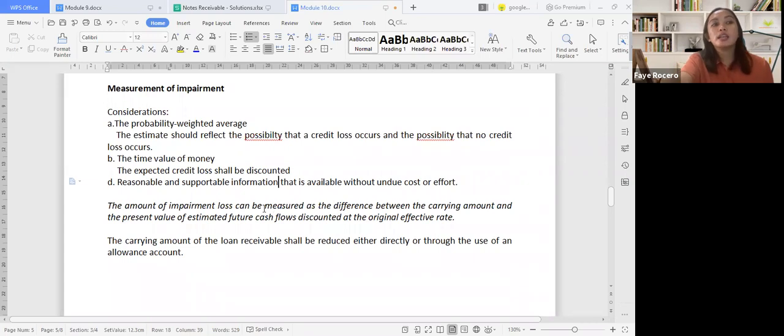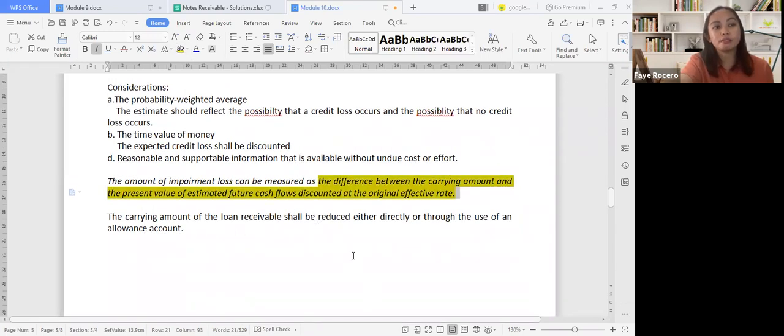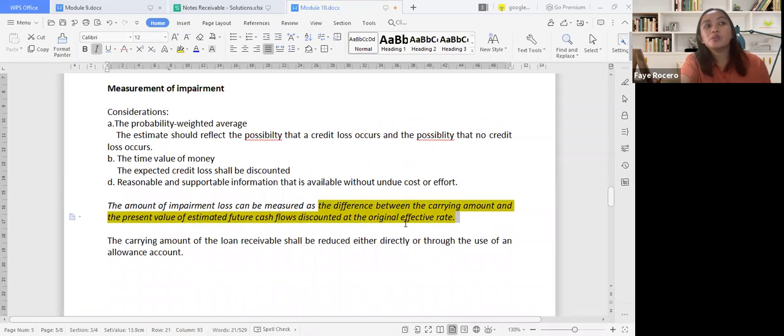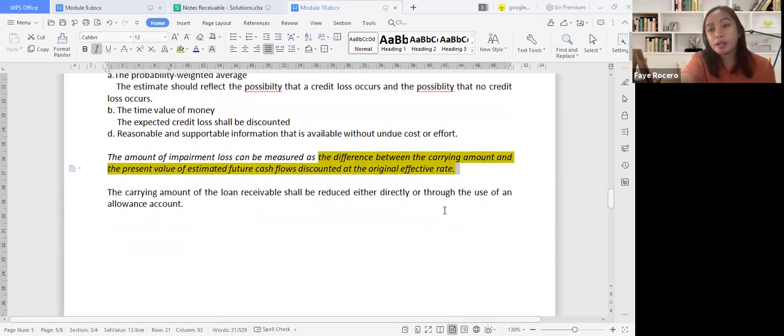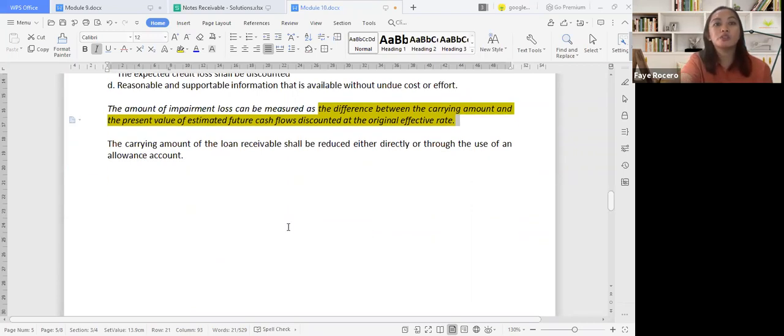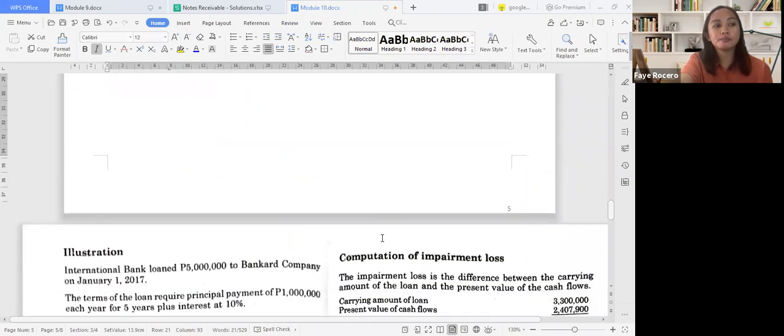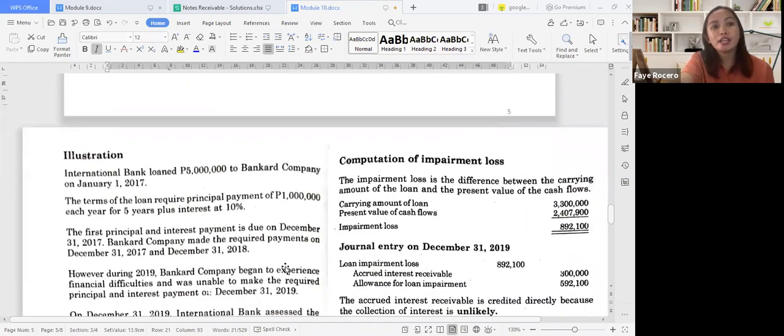So how do we measure the impairment loss? Of course, it is the difference between the carrying amount and the present value of future cash flows discounted at the original effective rate. We debit impairment loss account, and then allowance for impairment is the credit. Or pwede namang direct na babawasan mo na yung loan receivable and no longer use an allowance account. So let's have an example here, illustration.